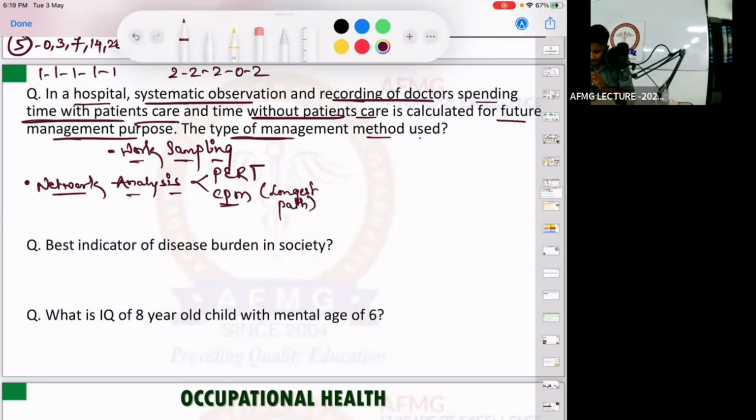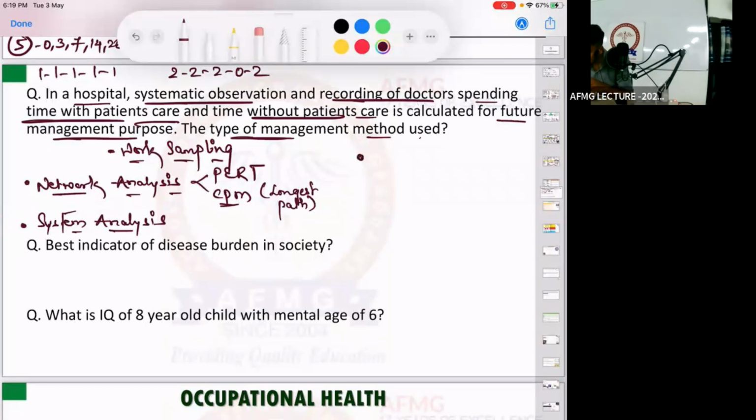No issues with this. Next one that we have is system analysis. In system analysis, we will compare more than 2 health programs in the results achieved, and that is what is system analysis.